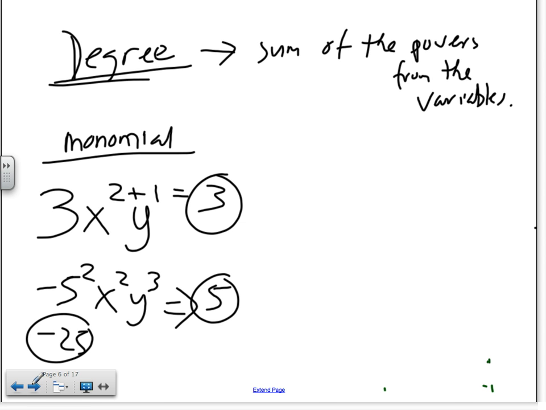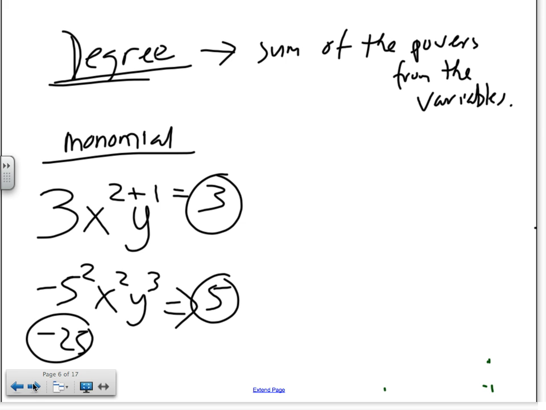So something that you need to remember as well, as far as a negative number being squared. If it's the whole thing squared, yes, it will be turned into a positive. But without the parentheses, it will stay as a negative, even if you square it. Okay? So that's how we classify it.